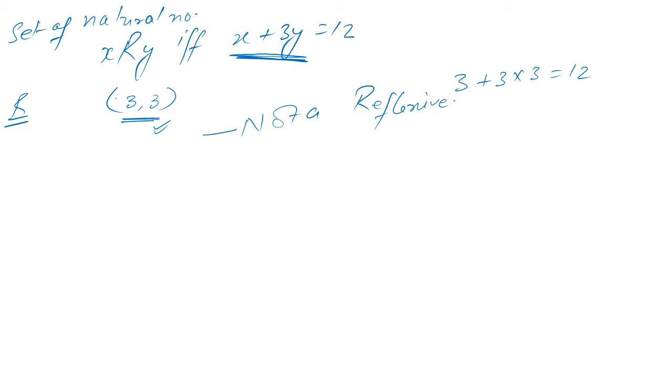But this is not an irreflexive relation also. Why? Because the 3 comma 3 pair is there. So this is an example of a non-reflexive relation.